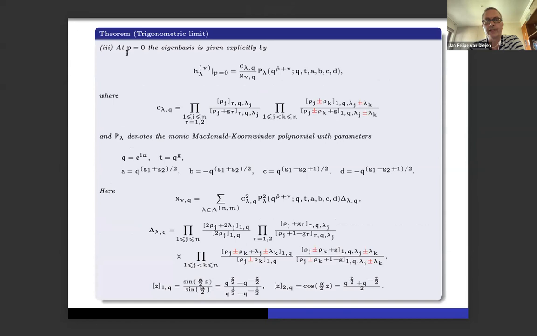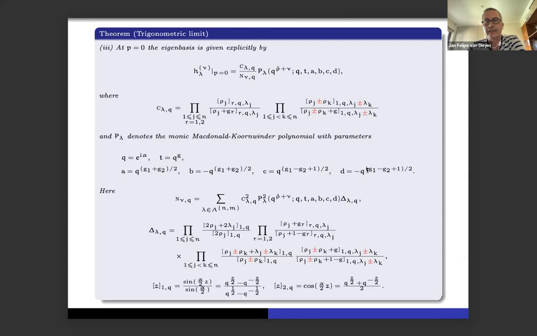So here is the precise trigonometric limit at p equal to zero. The difference operator becomes a Macdonald operator, and you can really compute these eigenfunctions in terms of Macdonald-Koornwinder polynomials. You would expect just Macdonald polynomials, but there is a kind of duality involved here, and it's easier to express them in terms of Macdonald-Koornwinder polynomials. Also, this is actually a reduction of the full story with all the parameters, and then you definitely have Macdonald-Koornwinder polynomials if you take the trigonometric reduction. So here is the explicit expression of these eigenbases in terms of Macdonald-Koornwinder polynomials.